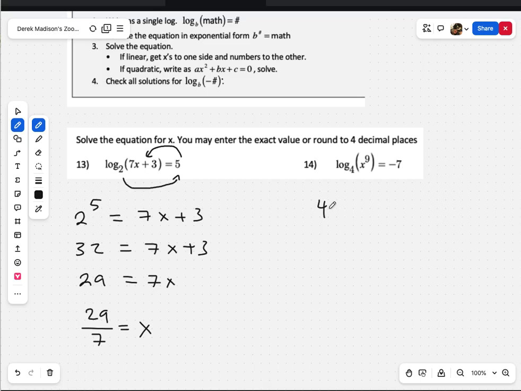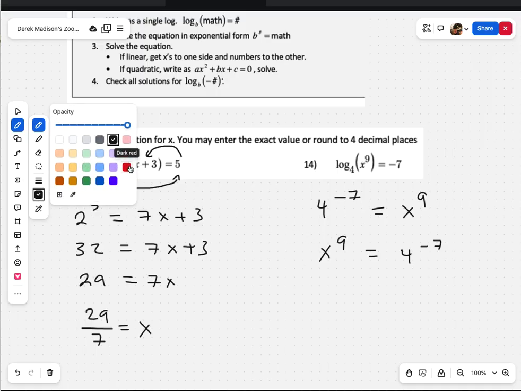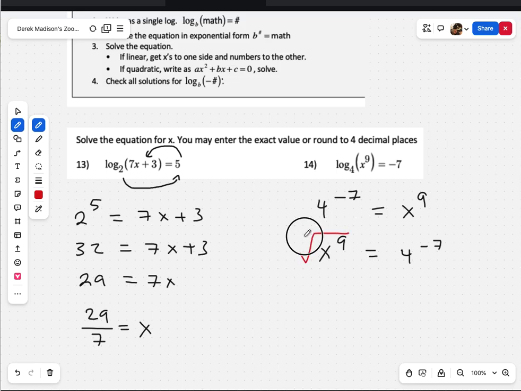For this one, we'd have 4 raised to the negative 7 equals x to the 9th. I'm going to rewrite that the other way just because I prefer to. When we're solving a power, if this had been x squared, we would take the square root. Since it's x to the 9th, we're going to take the 9th root of both sides. And the 9th root of x to the 9th would make x, and then if you do 4 raised to the negative 7 and take the 9th root of that, if all goes well, let's see, I got 0.3402.